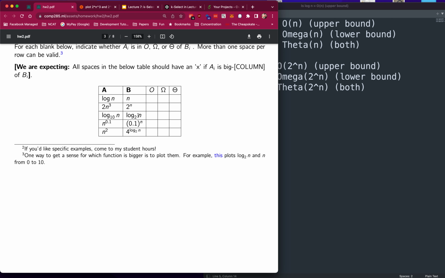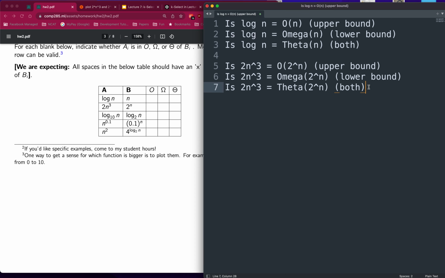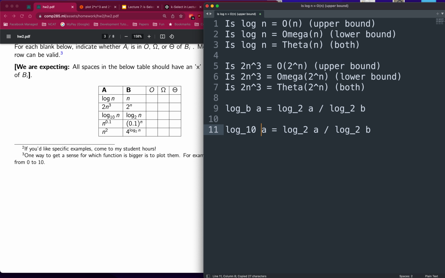One hint to keep in mind is that for logs, there is a change of base formula. So if you have log base b of a, this is actually equal to log base c of a divided by log base c of b. So essentially you can change bases. What normally you would do is replace this with log base 2. So for example, if you had log base 10 of n, this is actually the same as log base 2 of n divided by log base 2 of 10. And this is just a constant, okay?